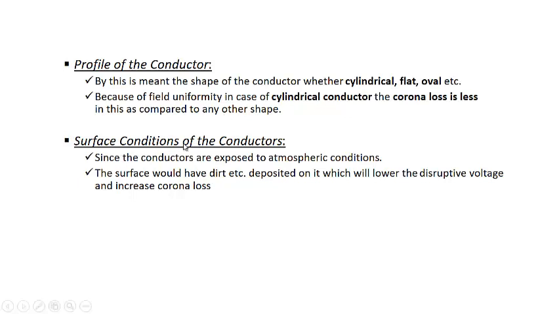Now, surface conditions of the conductor. Since the conductors are exposed to atmospheric conditions, the surface would have dirt deposits on it, which will lower the disruptive voltage and increase the coronal loss. We may say these surface conditions are very close to the atmospheric conditions. In that case, we also conclude that when dirt or some rain or snow clings to the conductor, the critical disruptive voltage decreases, which increases the coronal loss.